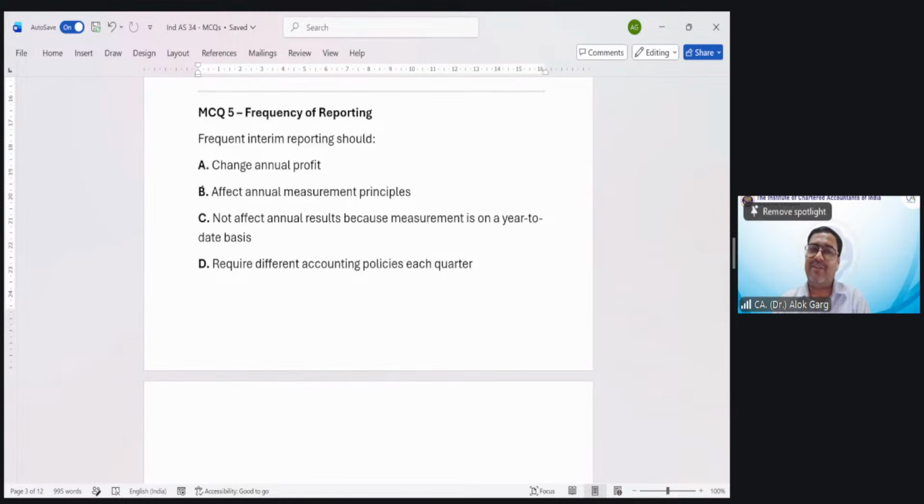Right? Whether it should affect annual measurement principle? No. Whether it requires different accounting policy each quarter? No, it has to be consistent. C is the right answer.